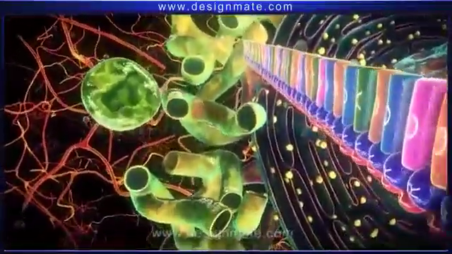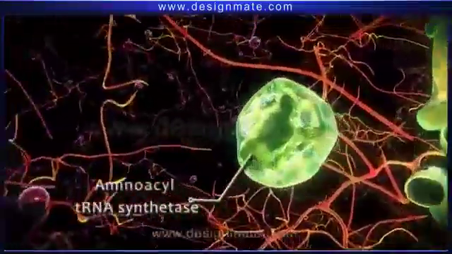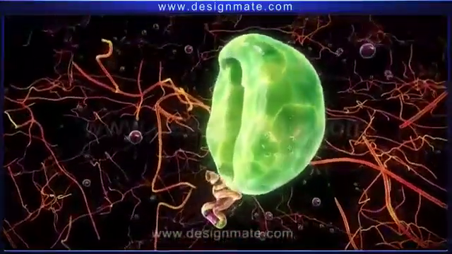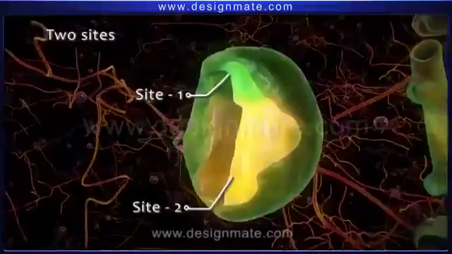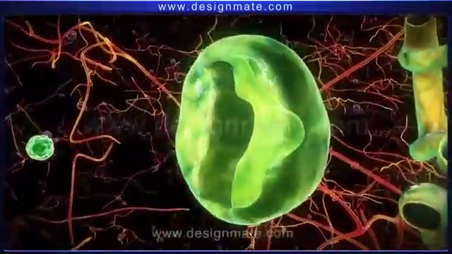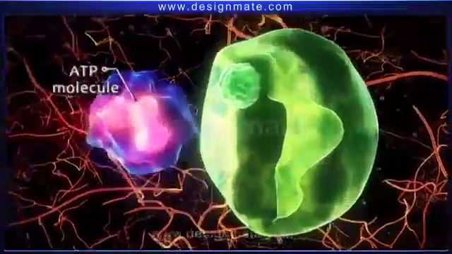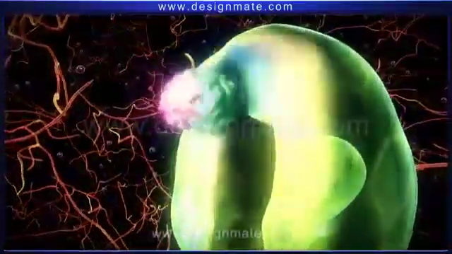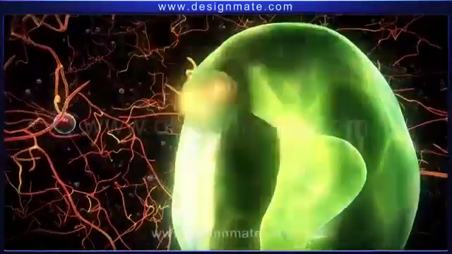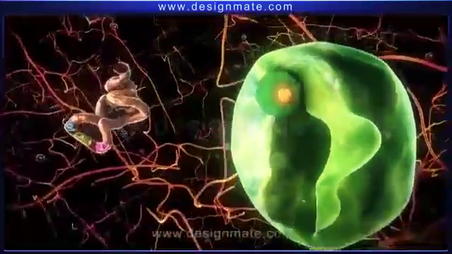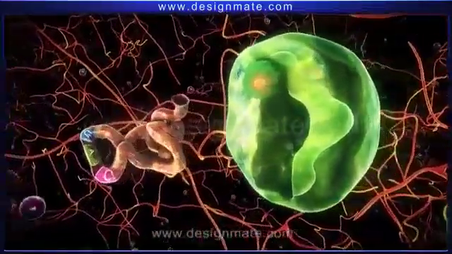Present in the cytoplasm is an enzyme, aminoacyl tRNA synthetase. The enzyme macromolecule has two binding sites. One site recognizes the amino acid methionine. This is followed by binding of the ATP molecule and release of pyrophosphate, resulting in activation of the amino acid.